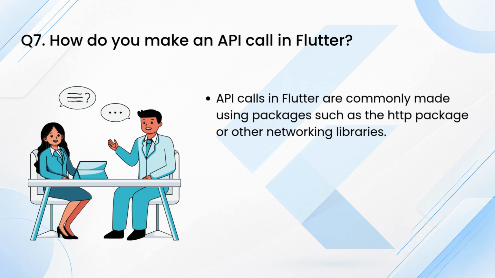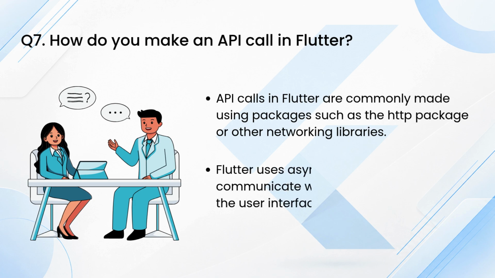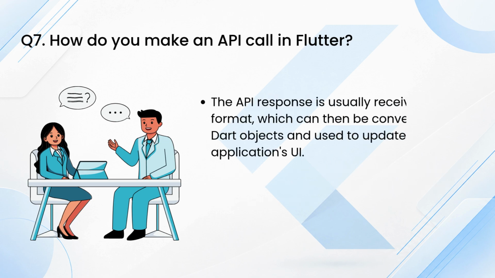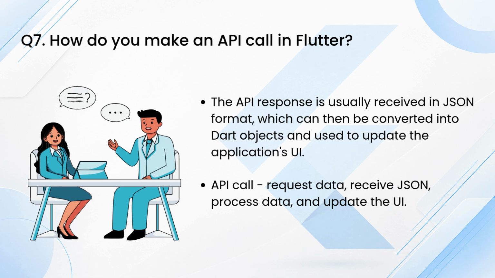Question 7. How do you make an API call in Flutter? API calls in Flutter are commonly made using packages such as the HTTP package or other networking libraries. Flutter uses asynchronous programming to communicate with APIs without blocking the user interface. The API response is usually received in JSON format, which can then be converted into Dart objects and used to update the application's UI. Simply remember, API call means request data, receive JSON, process data, and update the UI. Now let's move to the next question.